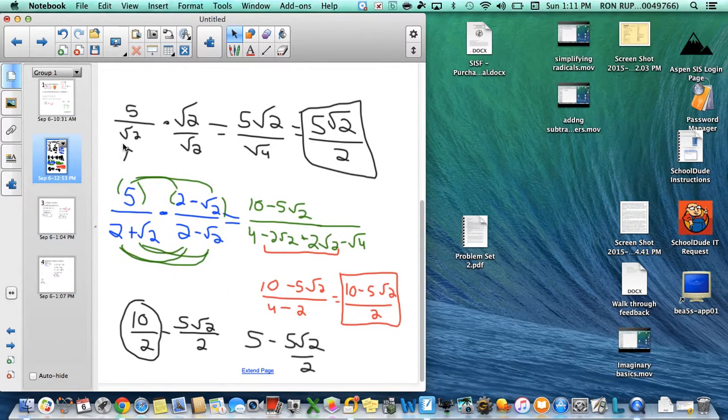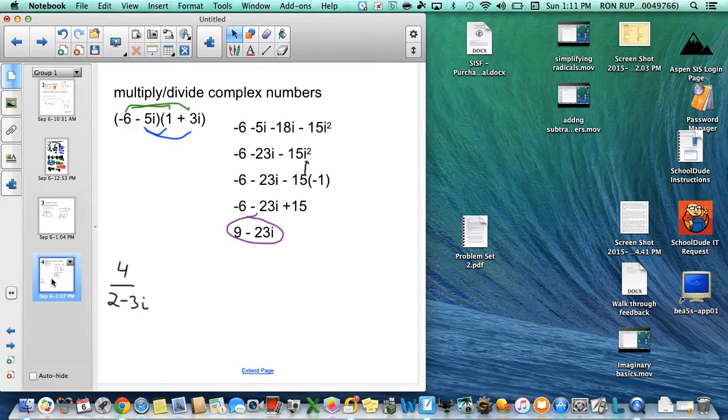If you have an i down there, you would times it by i over i. If you have a complex number down here, you would times it by the conjugate. So if I had 2 plus i, I would multiply it by 2 minus i over 2 minus i. Oh, so what do we got here? 2 minus 3i. We are going to multiply that by 2 plus 3i over 2 plus 3i.